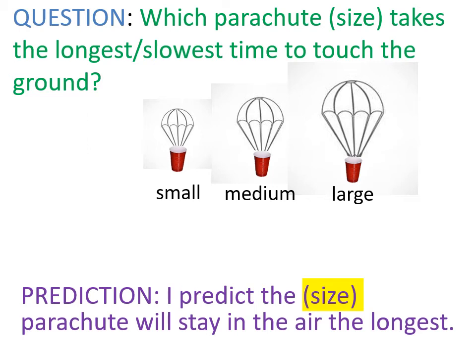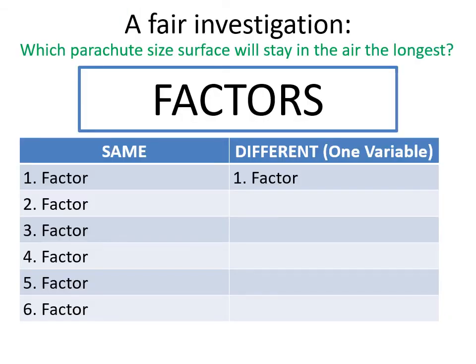Question: which parachute size takes the longest, slowest time to touch the ground? Small parachute, medium parachute, or large parachute? Prediction: I predict the size blank parachute will stay in the air the longest. So remember, we talked about the factors that needed to be the same and the one factor that needed to be different for this experiment to make it a fair investigation.